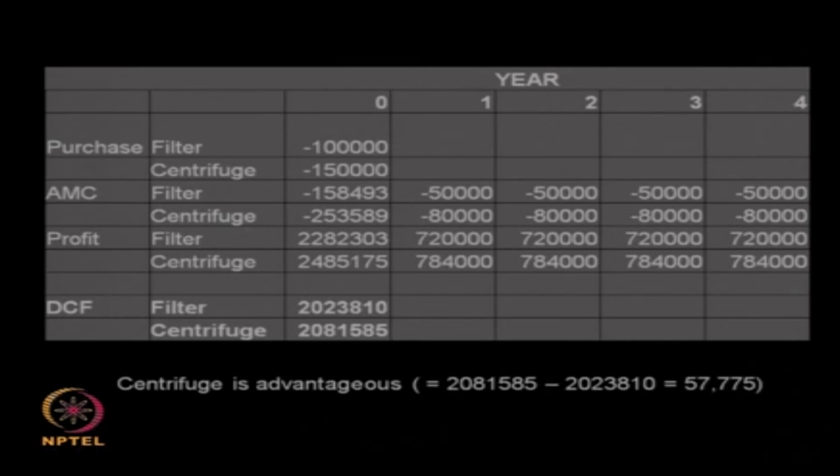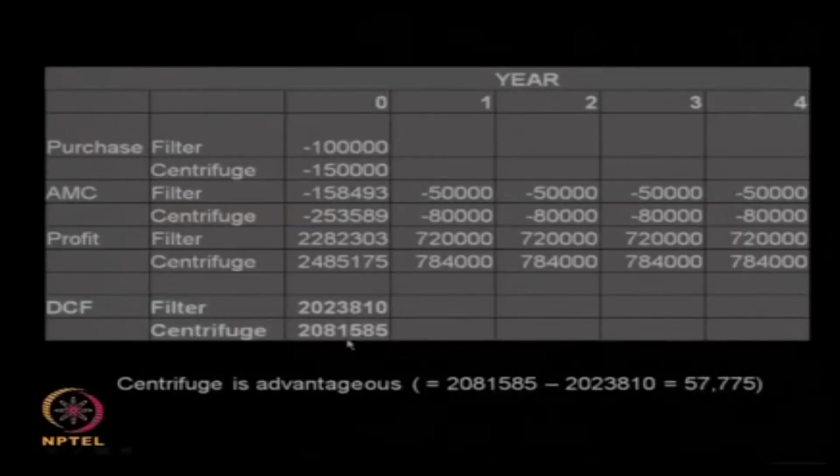I make more profit on the centrifuge than filter because my recovery is good, but I spend more on the maintenance of a centrifuge when compared to the filter. My centrifuge is more expensive than the filter. So these are contradictory, but when I bring the amount to today's value and do a calculation, I see that it is more profitable to have a centrifuge when compared to a filter. So the decision, how do I decide? I will buy a centrifuge.